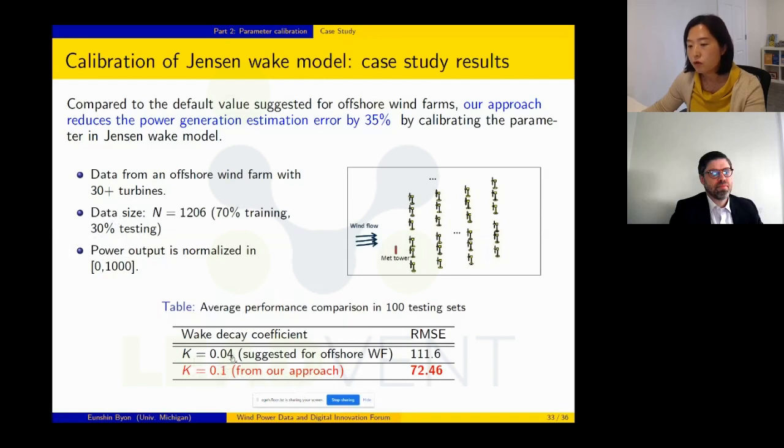So for the offshore wind farm, the suggested K value is 0.04. And when we use 0.04, the normalized RMSE was over 100. However, from this calibration procedure, the optimal K turns out to be 0.1, which gives us an RMSE value of 72. So by calibrating this wake decay coefficient, we can reduce the power generation estimation error by 35%, which is quite significant.